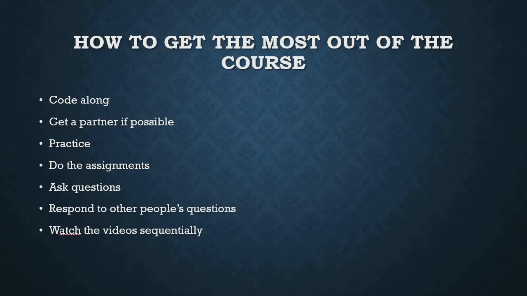Then how to get the best out of this course? Code along. Whichever code we write, try and write it on your own too and see it work, because an ordinary comma, an ordinary full stop somewhere, a misplaced equal sign, or just a quotation mark can be the difference between your code running and not running. So try to code along. You can get a partner if possible. You can get a friend that is also interested in programming to take this course along with you, so you can challenge each other.